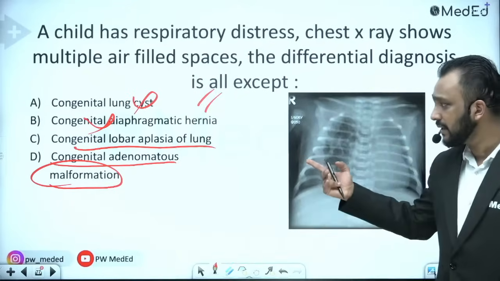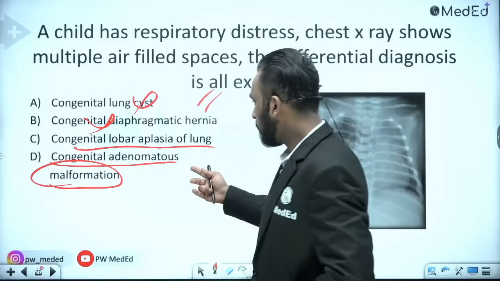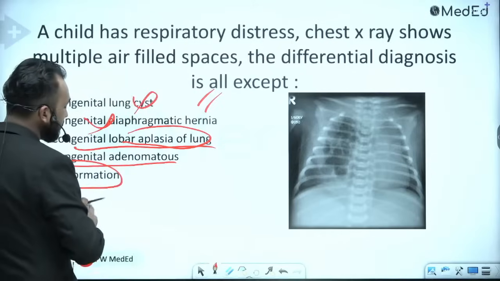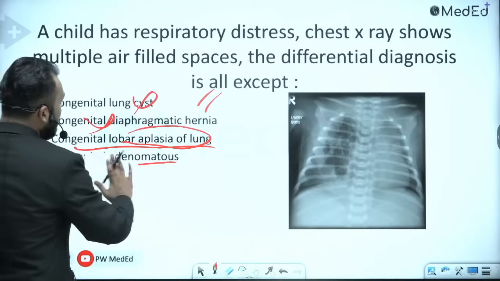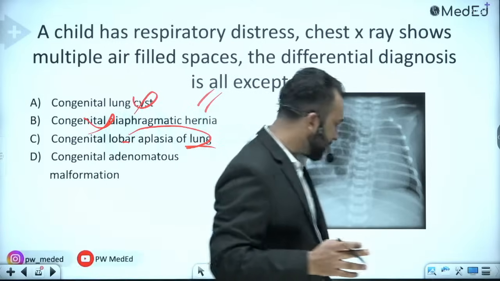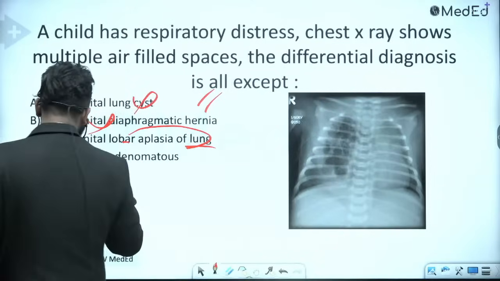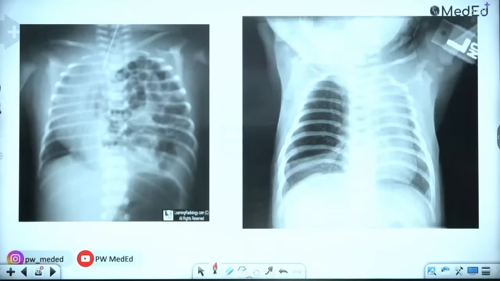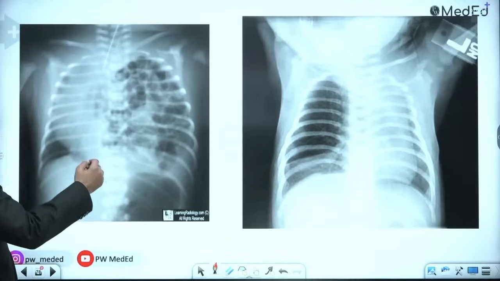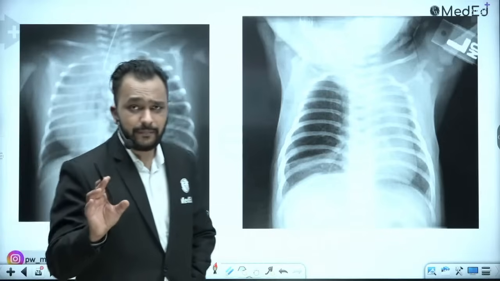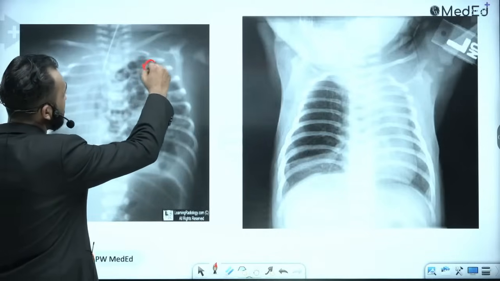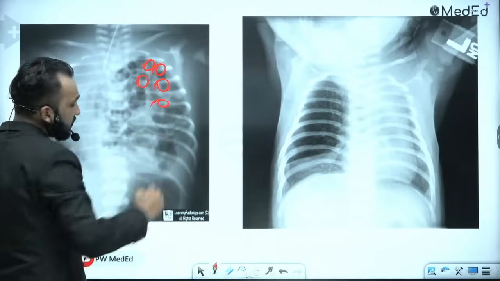Congenital lobar aplasia, will you see any cystic lung spaces in it? No. Cystic lung spaces will not be seen in aplasia of the lung, right? In congenital adenomatous malformation, you will see multiple cysts within the lung. So let us have a look at this X-ray. Let me tell you that in CCAM, that is congenital adenomatous malformation, you will see multiple cystic spaces within the lung.